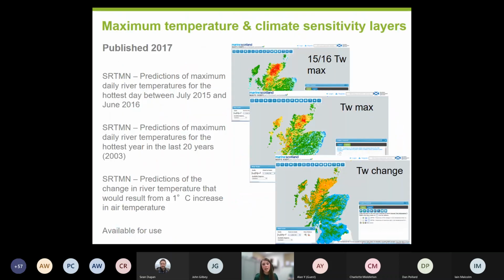And these were the first layers that were published, firstly in that paper, and then also onto NMPI as web-based mapping services. So I think many of you have already seen these layers in NMPI. So we've got the predictions from the paper. We also then have the predictions for the hottest year in the last 20 years at the time of publication, which was 2003, where is hottest. And then we have our predictions of temperature change, and these layers are still available for use.